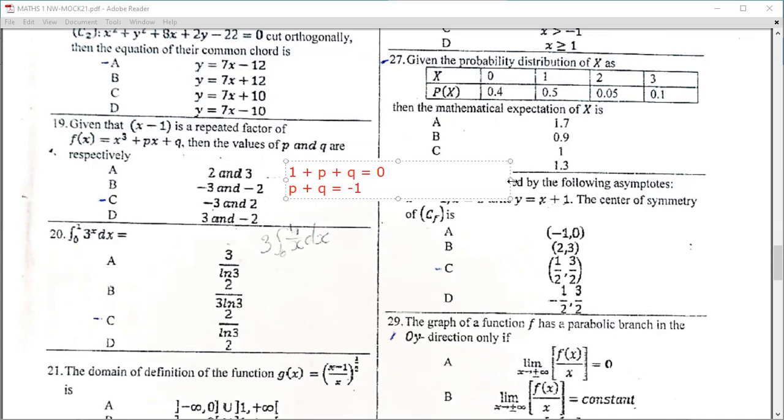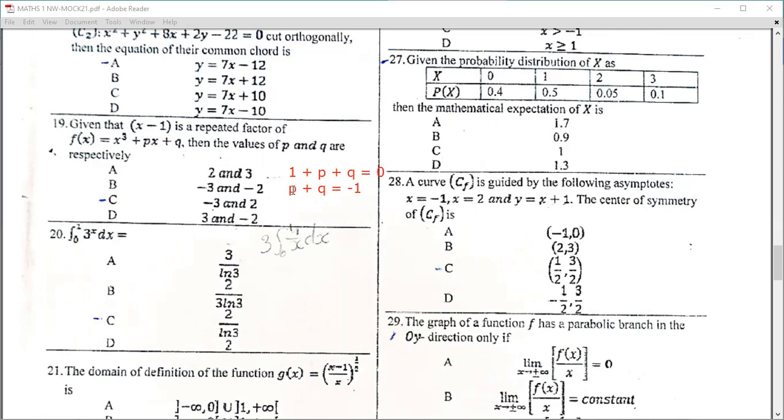Now, since they have said that it is a repeated factor, it means that the other factor is also x equals 1. So in this particular case, how do we solve this type of question? To solve this type of question, if we have to go by the normal procedures, we need another equation. But there is one other thing that can help us. So with this type, I give you a shortcut.